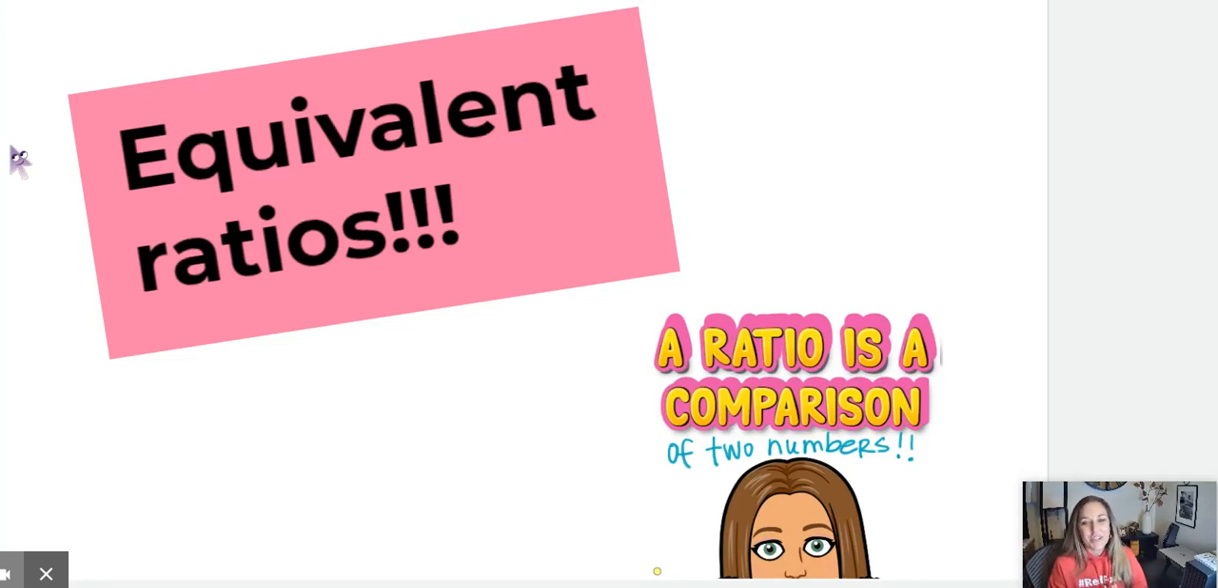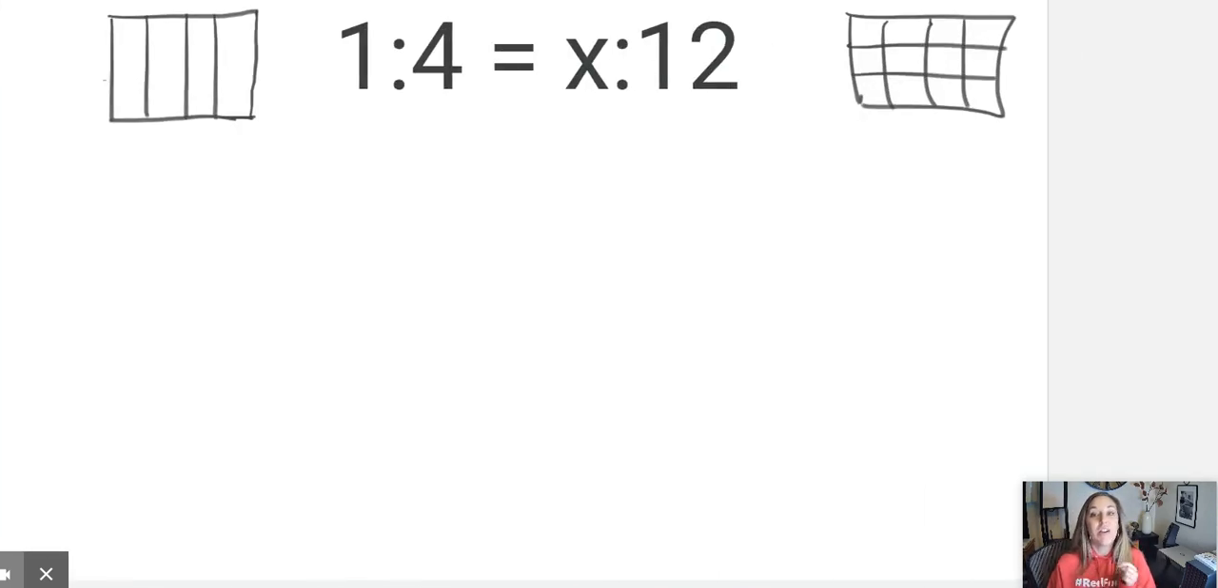Today I want to talk to you guys about equivalent ratios. A ratio is just a fancy way to say that you're comparing two numbers. Most of you have seen ratios that look like this, but you can also write a ratio as a fraction, and I think that's a little more familiar to us. So if you see the ratio 1 to 4, you can also write it like this: 1/4.